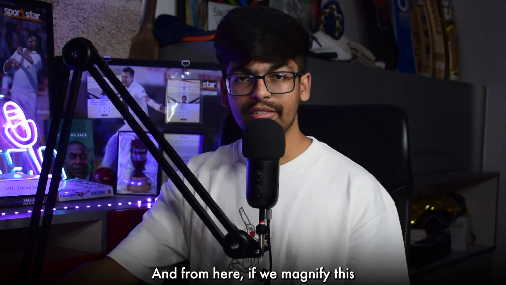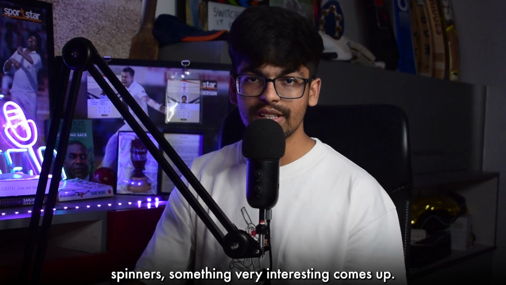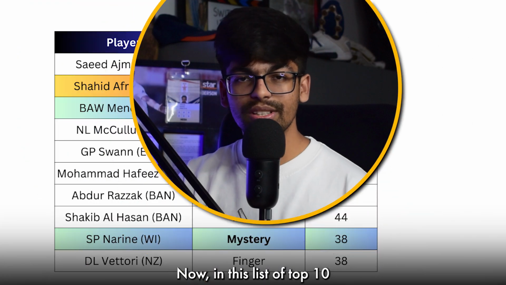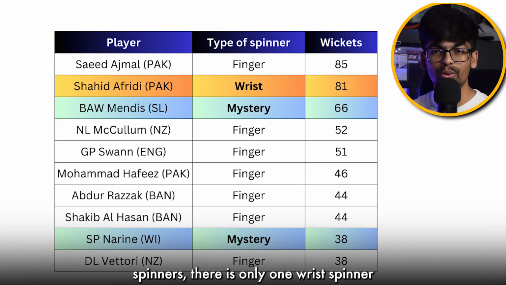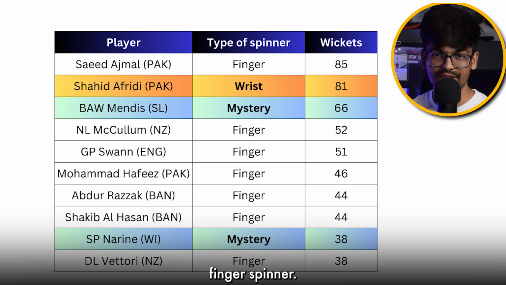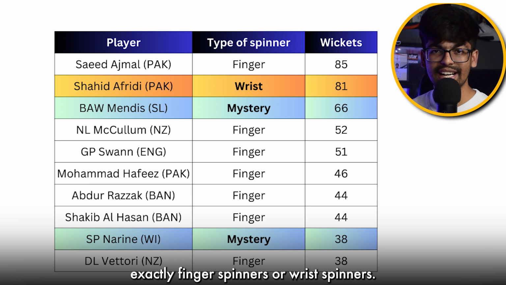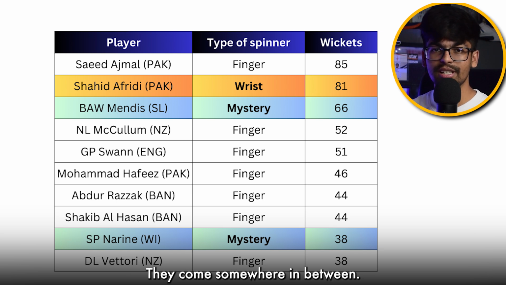And from here, if we magnify this further into looking at the top 10 spinners, something very interesting comes up. Now, on this list of top 10 spinners, there is only one wrist spinner in Shahid Afridi. Everyone else on this list is a finger spinner. Of course, Sunil Narine and Ajantha Mendis stand out in this because they're not exactly finger spinners or wrist spinners. They come somewhere in between.